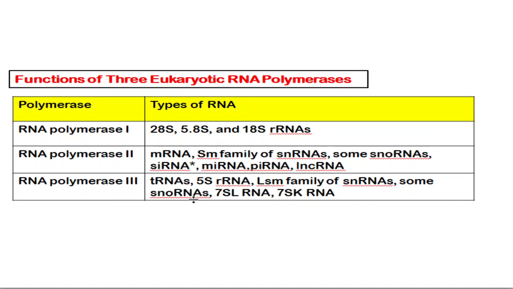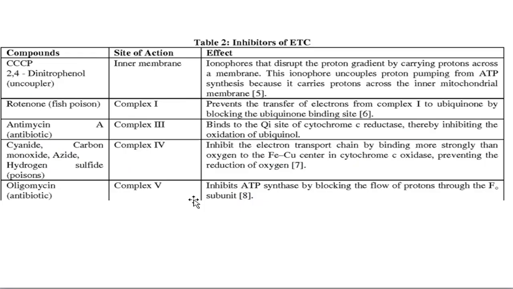Okay, whereas RNA polymerase 2 is involved in transcribing your mRNA, and RNA pol 1 is involved in transcribing your ribosomal RNA. Next is regarding ETC inhibitors.